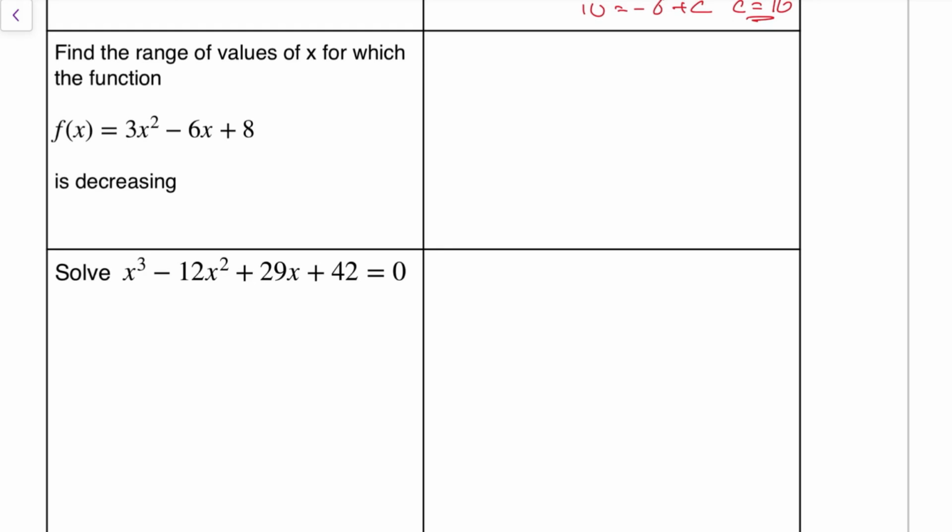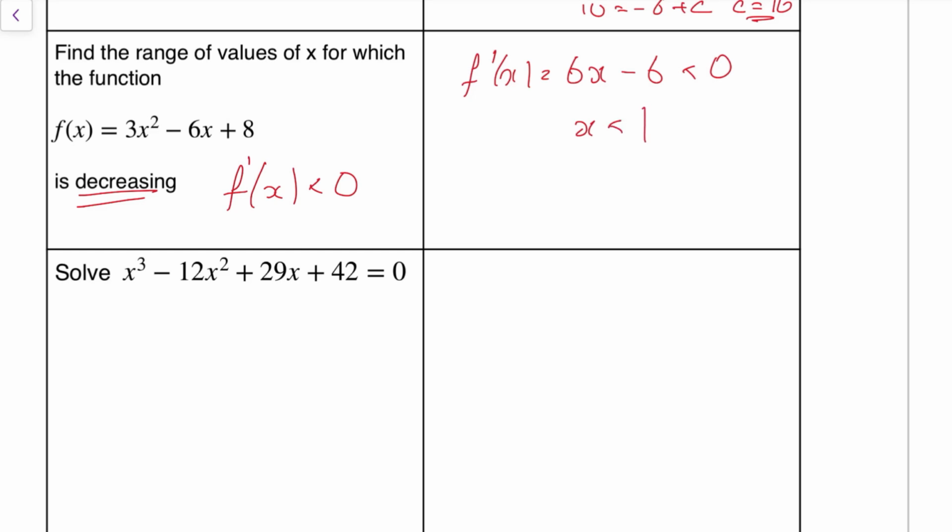Next question. Find the range of values of x for which the function, which gives me a quadratic, is decreasing. So the definition of decreasing is that the first derivative is less than 0. So let's differentiate. The first derivative is going to be 6x minus 6. I want that to be less than 0, which means that x is going to be less than or equal to 1. Nice straightforward question, that one.